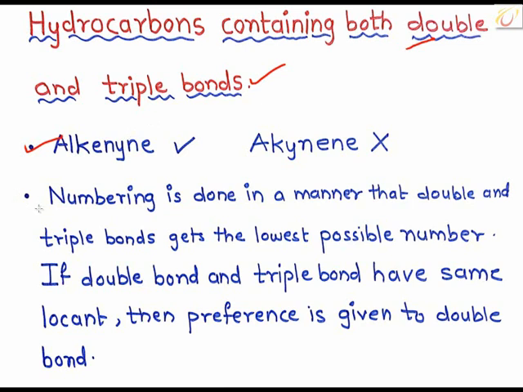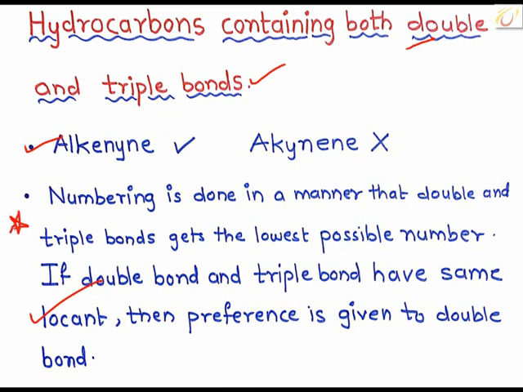Now there are some special rules. Numbering is done in such a manner that double bond and triple bond get the lowest possible number. If double bond and triple bond have same locant, that is when there is a tie in the position of double and triple bond, then always the preference is given to the double bond. Only when there is a tie, the preference is given to the double bond. Otherwise, give the preference to that multiple bond which is closer to the end. This point is very interesting. I am repeating.